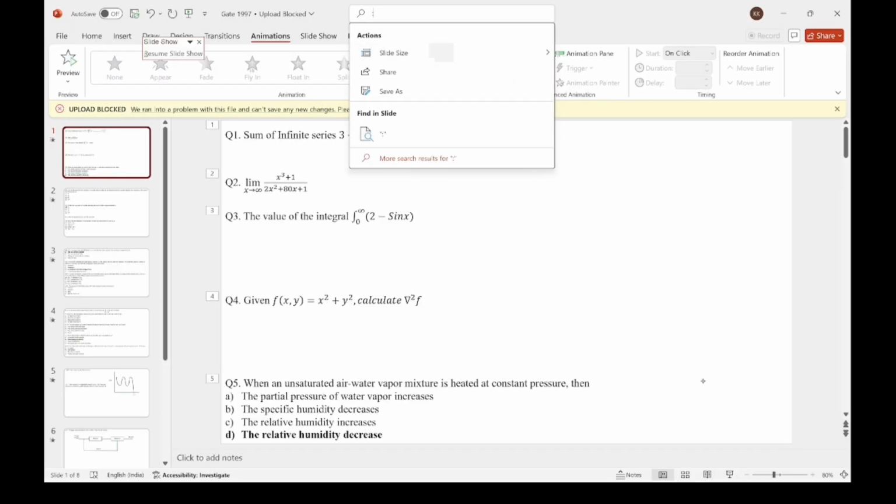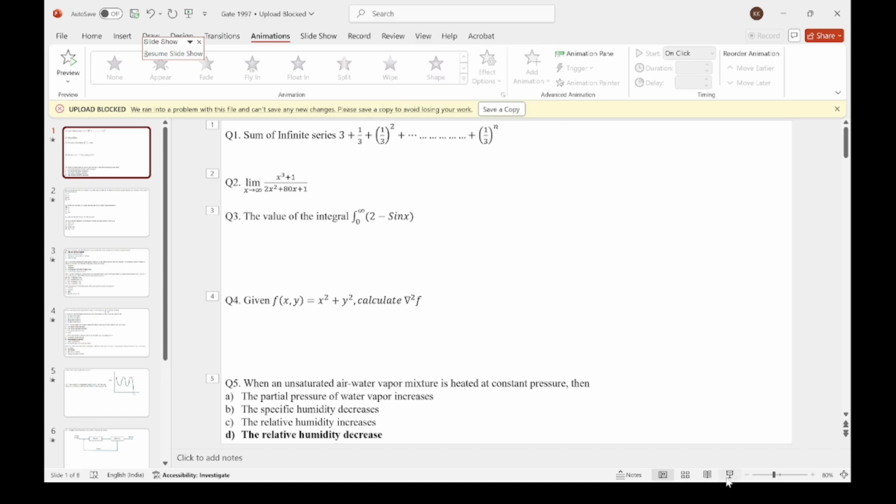So the very first question is the sum of an infinite series. GATE does not ask those kinds of questions. But this is a kind of GP, geometric progression. This question will not be asked in the core, that is in chemical engineering, but in aptitude the GATE may ask. So you can solve this question, but I will not solve it here.